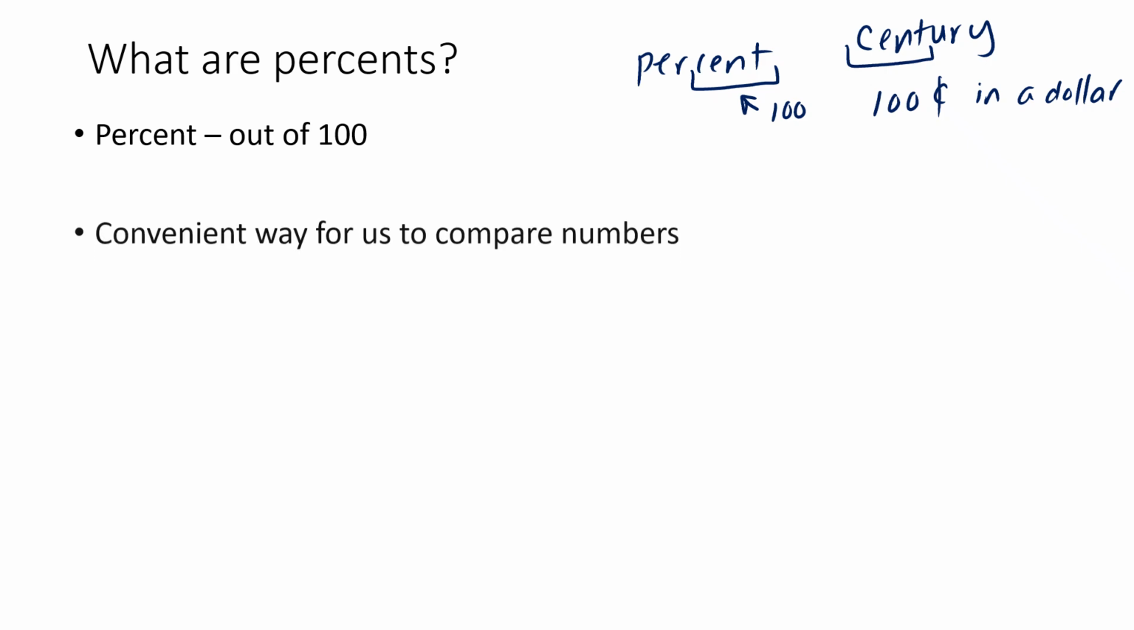Now, what percents do for us is they give us this convenient way to compare numbers. We don't always have a sense of the magnitude of numbers, especially when we're comparing them. And so if we can relate those numbers to something out of 100, it gives us just a better idea of how big the number is relative to another one.